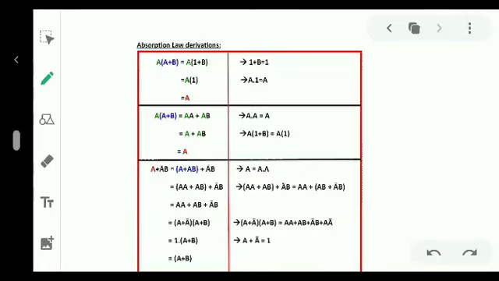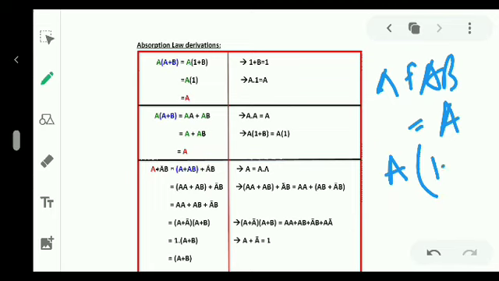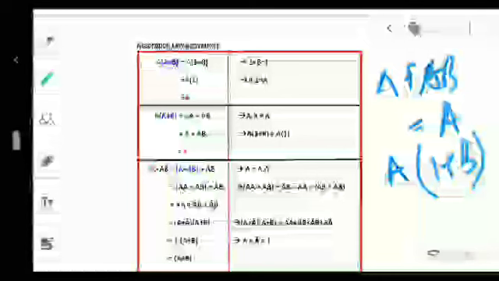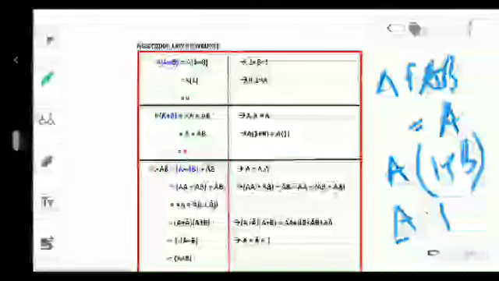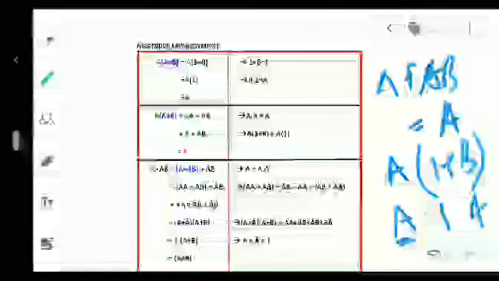The next one is called the absorption law. The absorption law says that A plus AB is equal to A. How can we prove it? From A, if you take common, what is left is 1 plus B. A into (1 plus B) means A into 1, so it is A. Proved. A plus AB is equal to A.